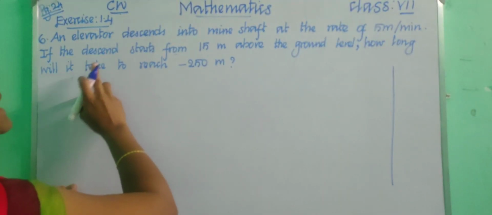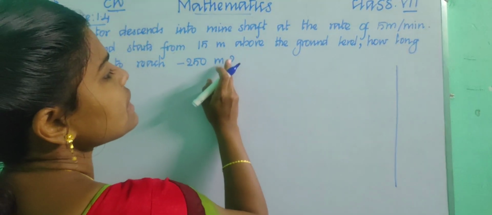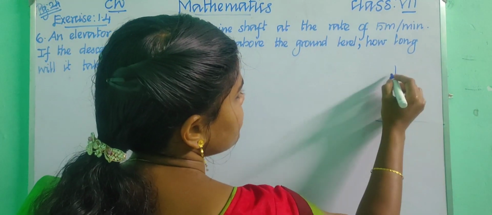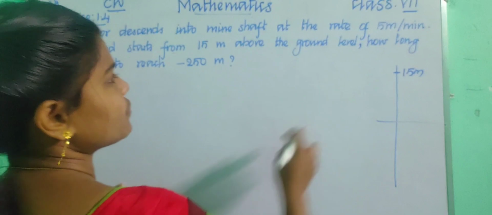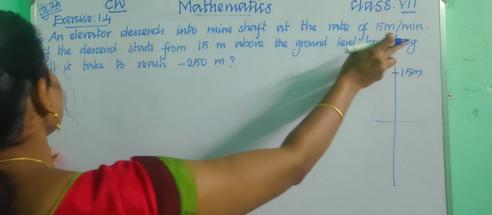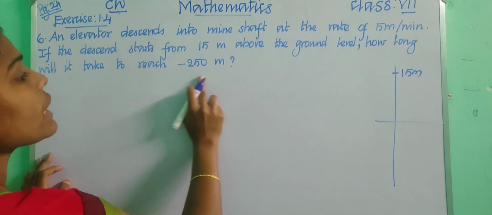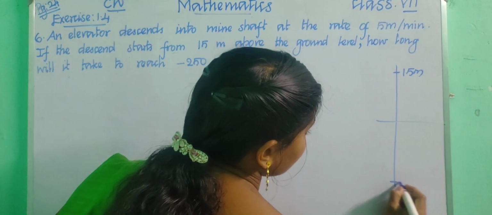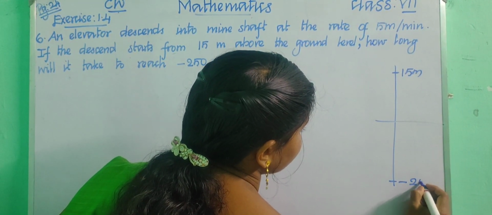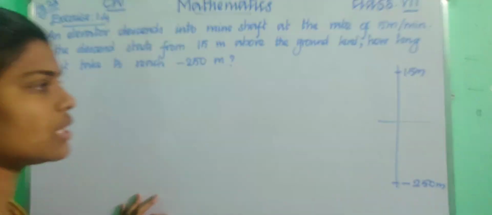So if the descent starts from 15 meters above the ground level, that is plus 15, how long will it take to reach minus 250 meters, okay children.